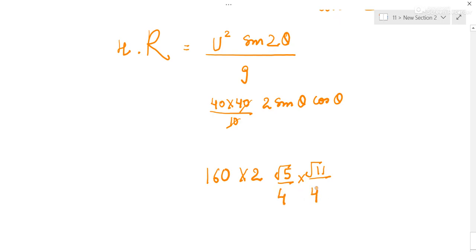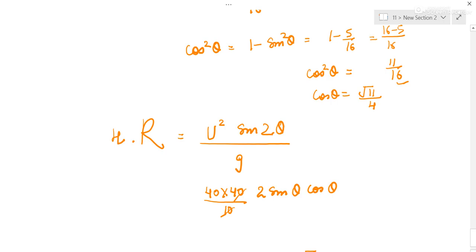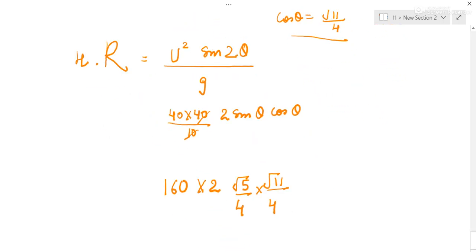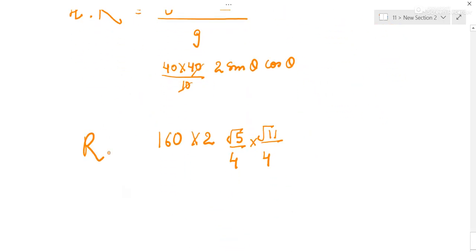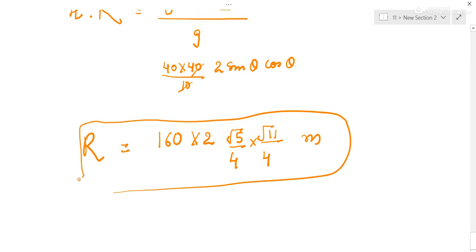You can check here if you have any confusion. Yeah, cos theta is this. So we have substituted, and this is our horizontal range. You can multiply and report the result in the required units. Okay, so this is how it was done. In meters you can report it after multiplication and substituting the values of the roots if you wish. Let us see the next question.